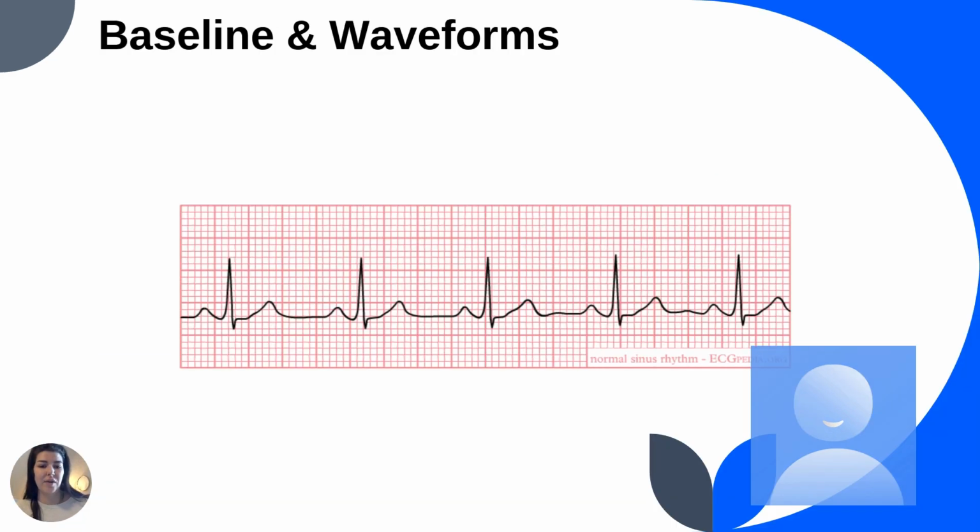First, it's best to know about your baseline. Most baselines are in normal sinus rhythm. Normal sinus rhythm runs from 60 to 100 beats per minute. Each of these waves right here on this baseline means something. They represent something that happens in the heart.